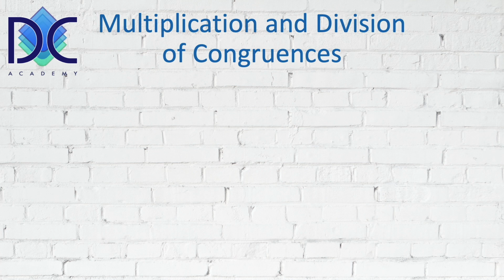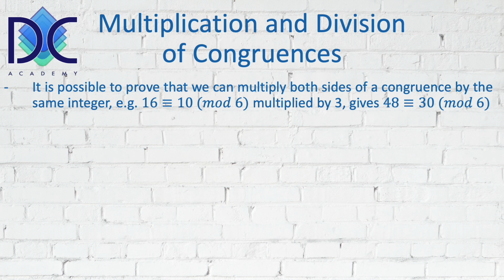Let's have a look at the multiplication and division of congruences. When we look at congruences, we can easily prove that both sides of a congruence can be multiplied by the same integer and the congruence is kept. For example, 16 is congruent with 10 modulus 6. It means that 6 divides 16 minus 10, which means 6 divides 6, which is of course correct.